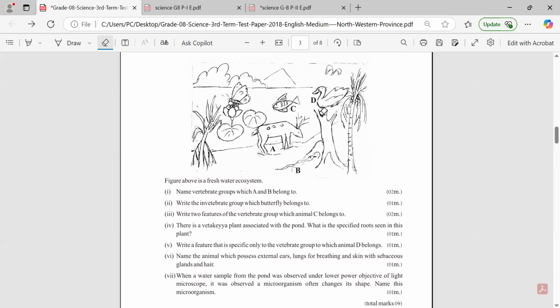It's a very easy question where you have the, what do we tell? Animals classification you need to take, right? Of course, this is a first term lesson. But still they can ask questions on this.